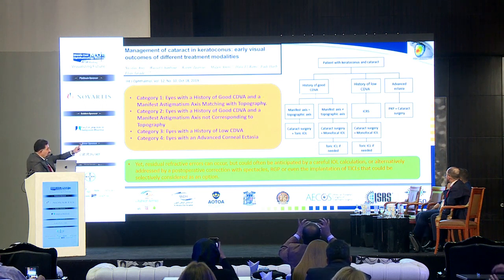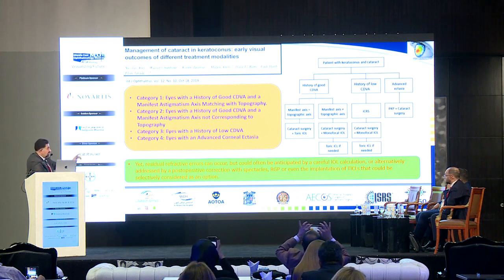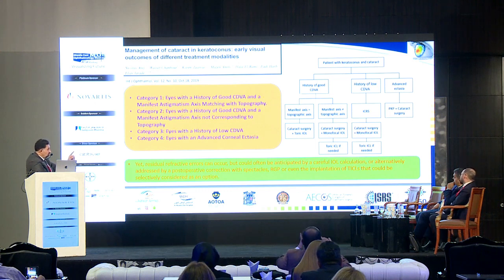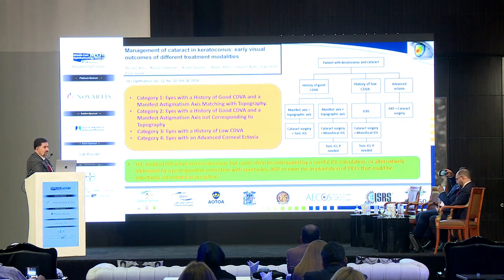If there is a history of low corrected visual acuity, you should regularize the cornea because this is an irregular cornea, by the ICR, then do the cataract surgery with a monofocal, and you can enhance with the toric ICL if needed. And in advanced ectasia, there is no need to do cataract surgery only. You should change the cornea because this is not a normal cornea.